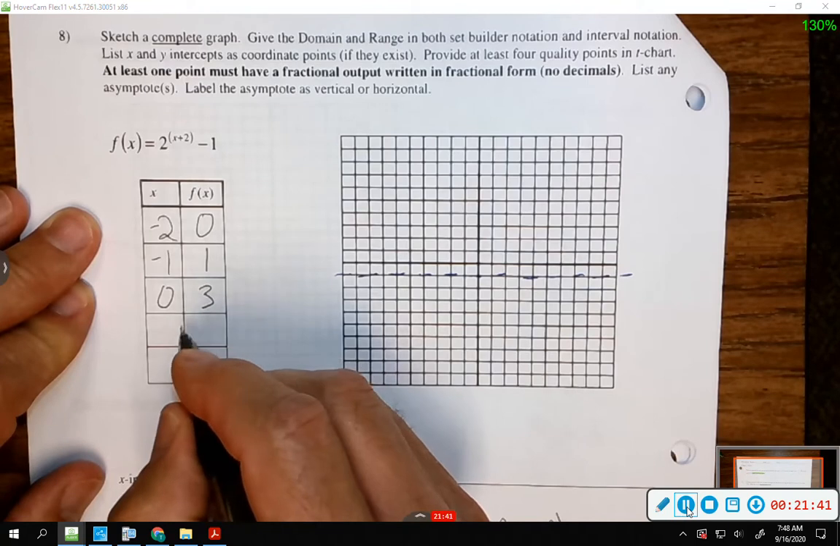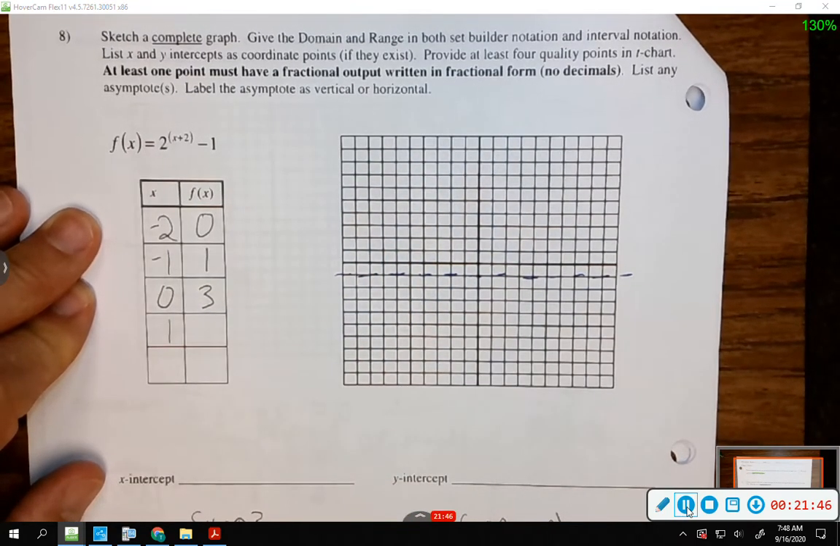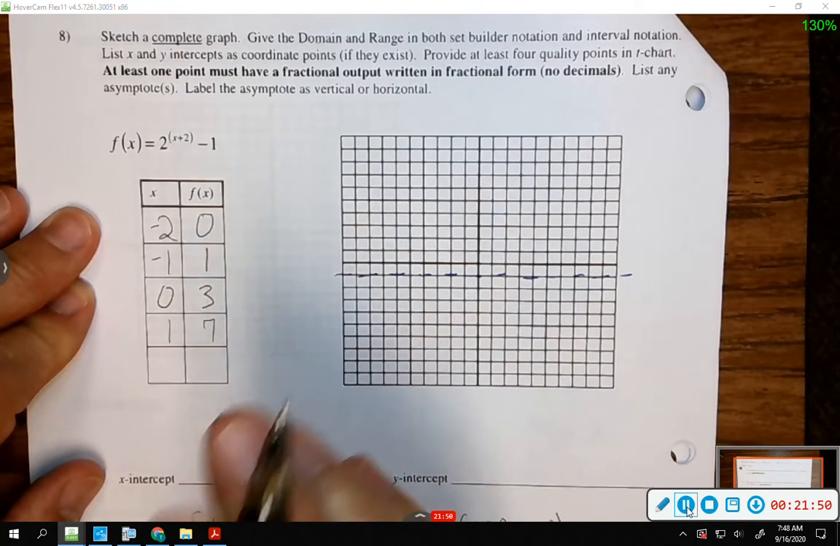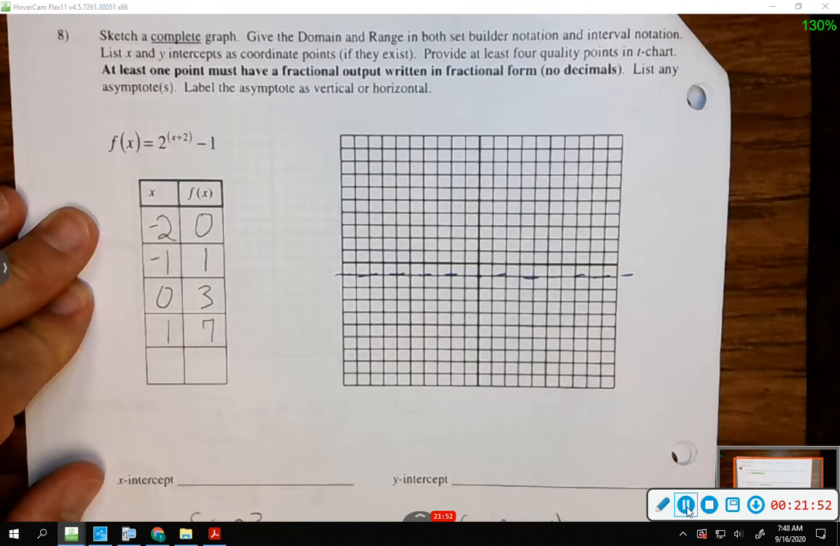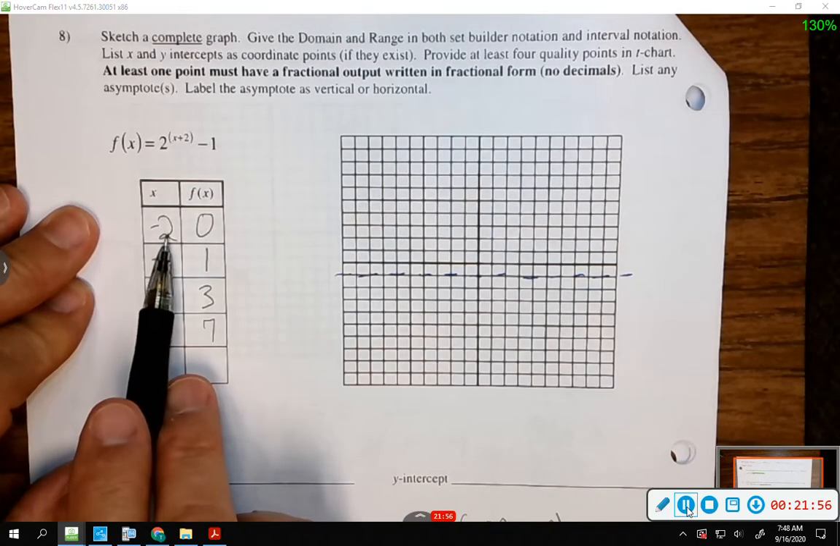How about it? We can keep going here. If I plug in 1, I'm going to get 2 to the third power is 8. 8 minus 1 is 7. That gives us 4 really good points in that direction. But we always have to go to the left of this most interesting value as well to see how the curve is approaching the asymptote.